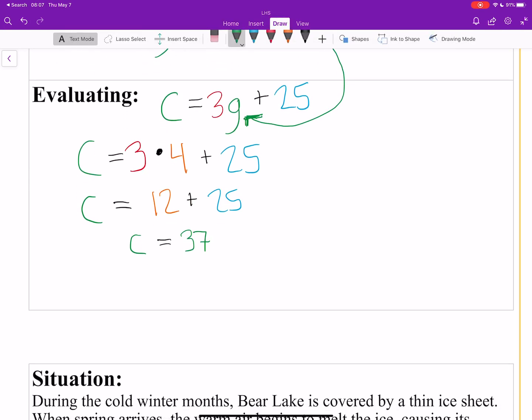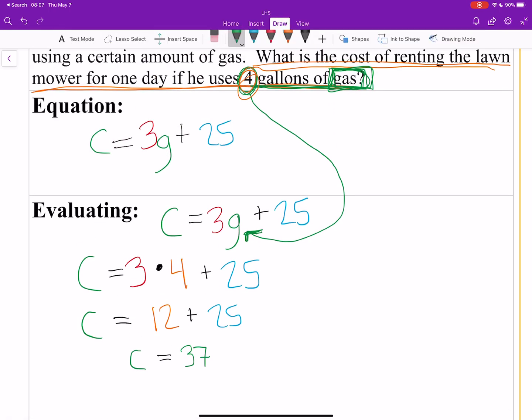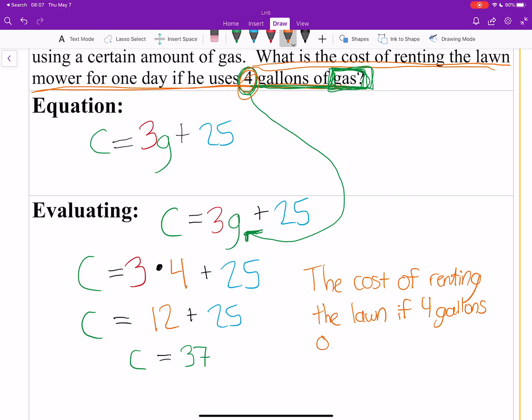Best practice here is to actually write my answer by rephrasing the question. So it's a word problem, so my answer requires a word answer. So I would say the cost of renting the lawnmower if 4 gallons of gas are used, or if Jack uses 4 gallons of gas, is $37.